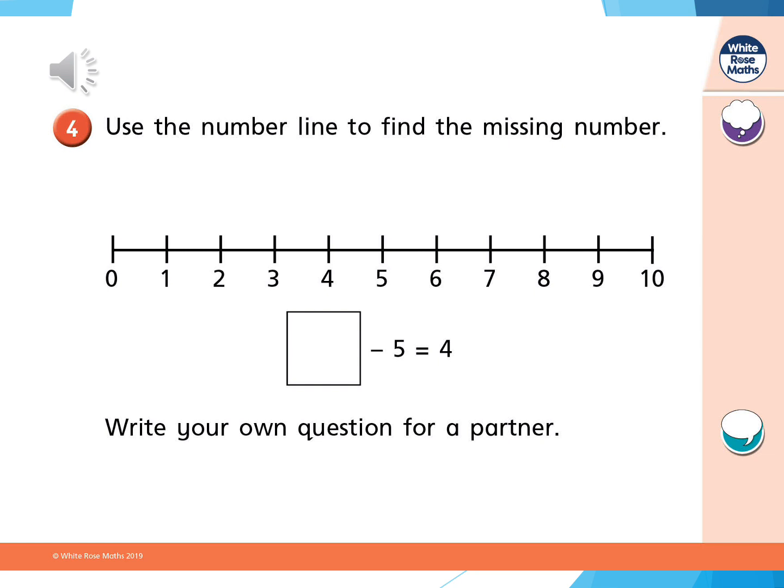For this question here, you're going to need to use the number line to find the missing number. So this is going to be quite tricky. You know what number that you finally jump on because our answer is 4, and you know that 5 jumps have been taken away. So maybe you could do the opposite. Do you think you could add the 5 jumps on to find out what number you started on?